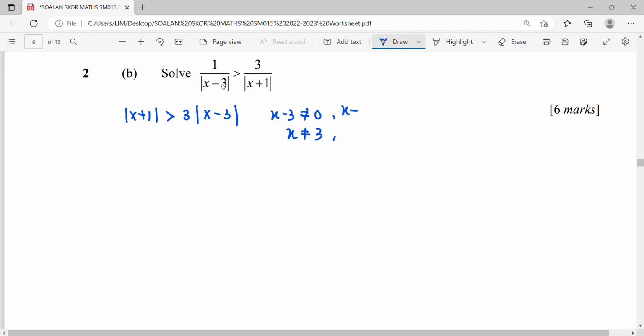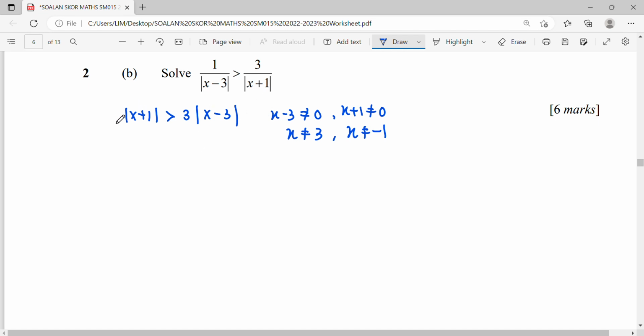Another denominator here is x plus 1. So we have to exclude these two values in our final answer. So that will be our first step in this cross multiplication, when you pull out a modulus denominator up to the right hand side or left hand side.